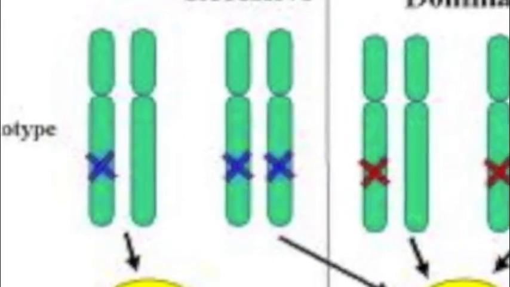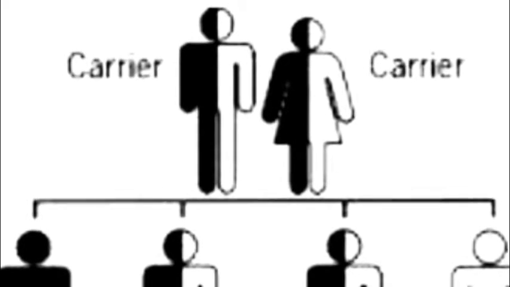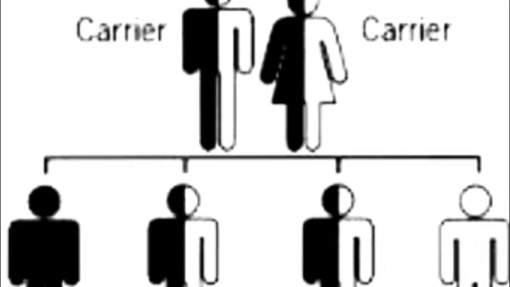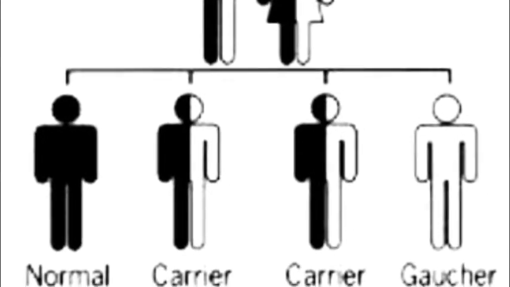If both parents are carriers, there is a 1 in 4 chance that the child will not be a carrier or have the disease, a 1 in 2 chance that they will be a carrier, and a 1 in 4 chance that the child will have the disease.